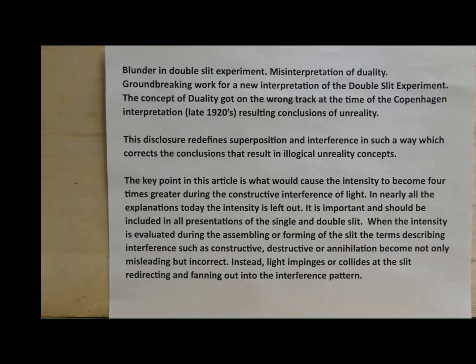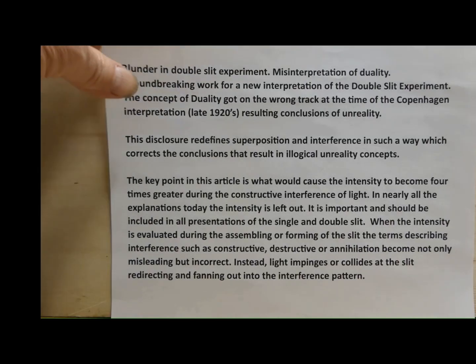The key point in this article is what would cause the intensity to become 4 times greater during the constructive interference of light. In nearly all the explanations today, the intensity is left out, is important, and should be included in all presentations of the single and double slit. When the intensity is evaluated during the assembling or forming of the slit, the terms describing interference such as constructive, destructive, or annihilation become not only misleading but incorrect. Instead, light impinges or collides at the slit, redirecting and fanning out into the interference pattern. We're going to prove that today.